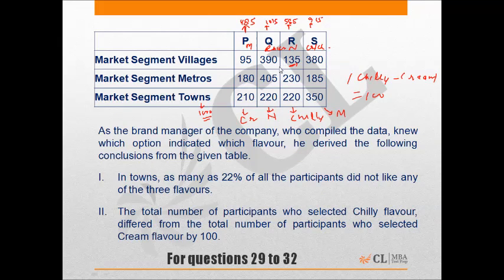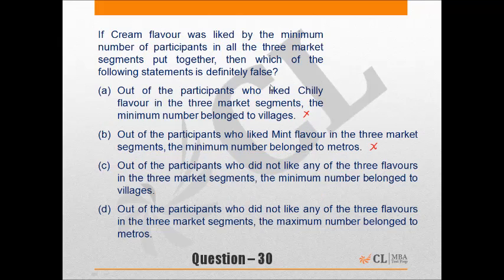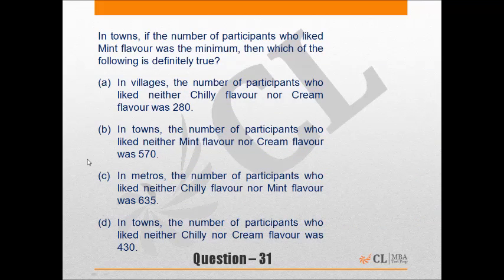Those who did not like any of the three flavors were minimum in towns segment. Therefore, this statement is false. So option C is our answer. Now move to the next question.